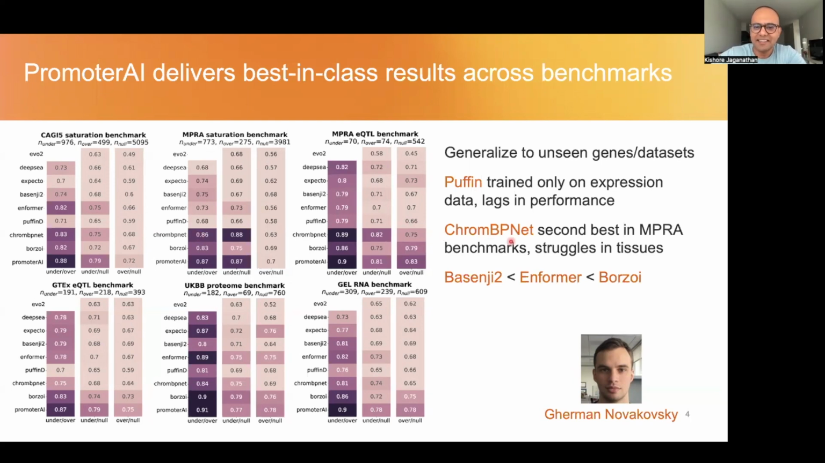Another interesting thing we've seen is when you look at ChromBPNet, for example, which models only ATAC-seq, it's actually very competitive in all of the MPRA benchmarks, but it fails badly on actual RNA-seq or protein sequencing benchmarks.